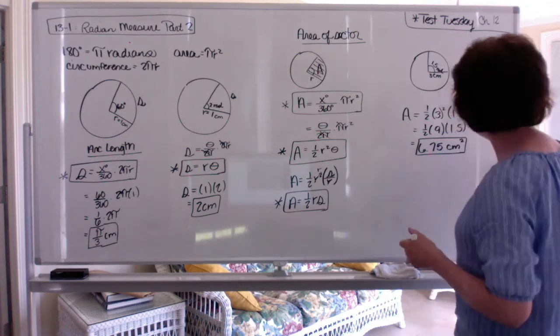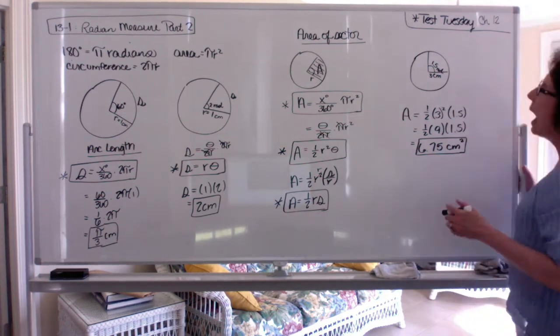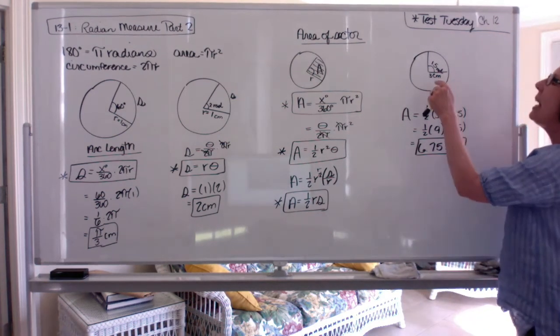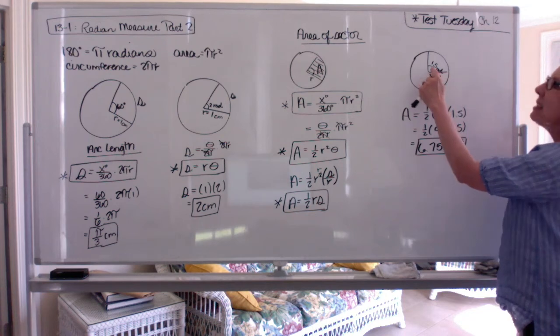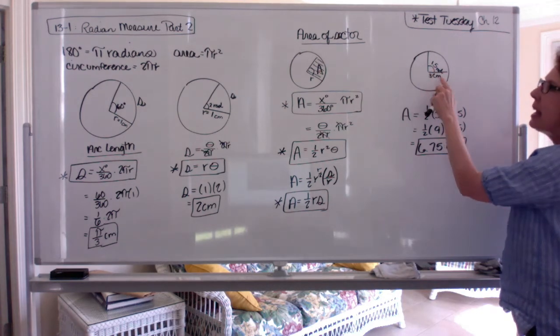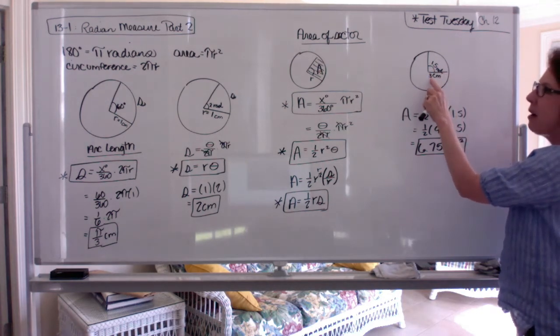Now, let's look at this example over here. I have a circle, and it has, that's kind of hard to read, sorry guys, it's 1.5 radians is the measure of this angle, 1.5 radians. And it has a radius of 3 centimeters.